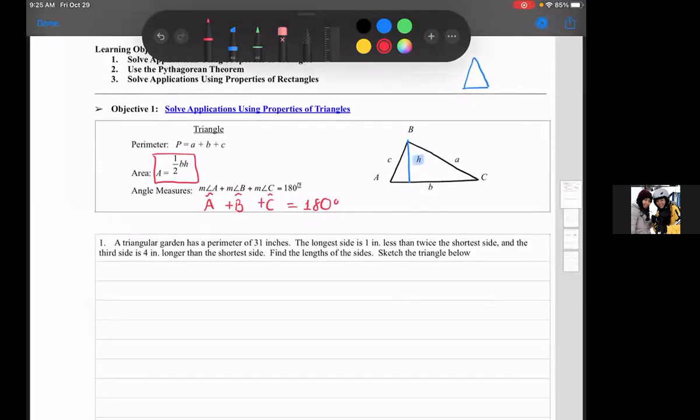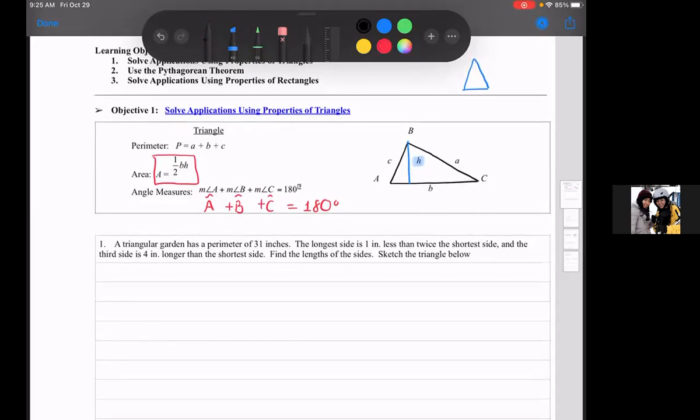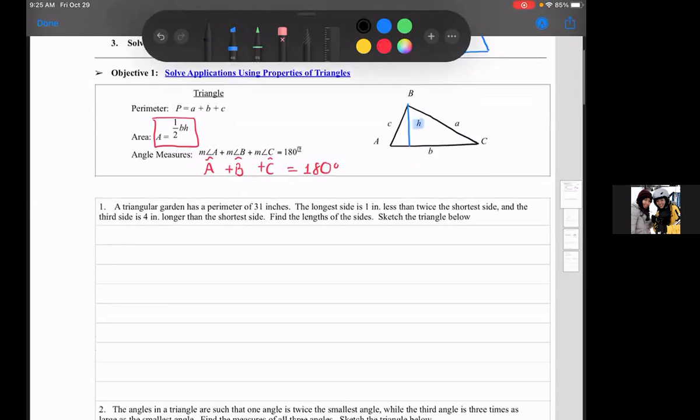A triangular garden has a perimeter of 31 inches. The longest side is 1 inch less than twice the shortest side. And the third side is 4 inches longer than the shortest side. Find the length of the sides. Now, first thing first, I'm going to draw the triangle. Again, all 3 sides are supposed to be different.